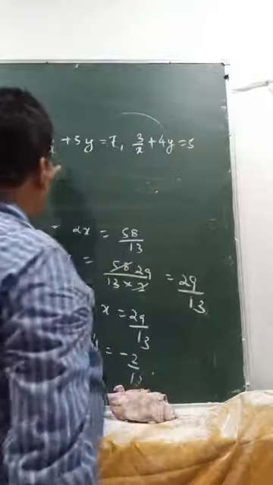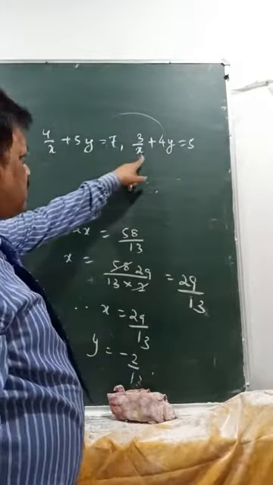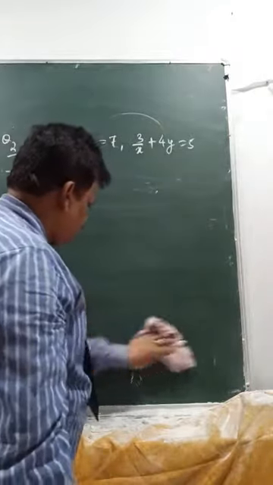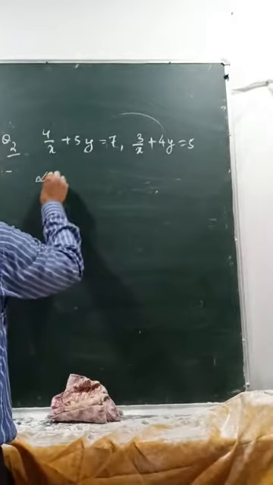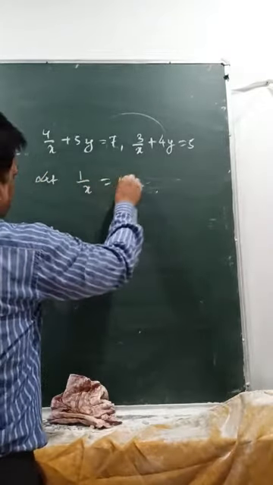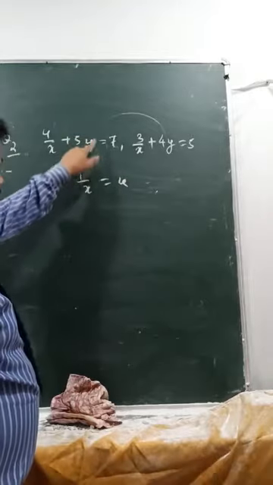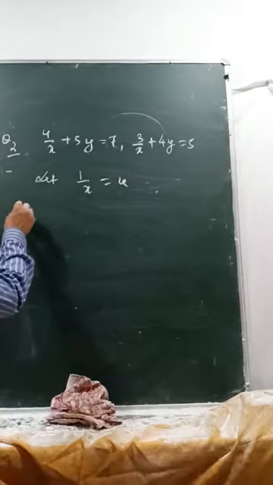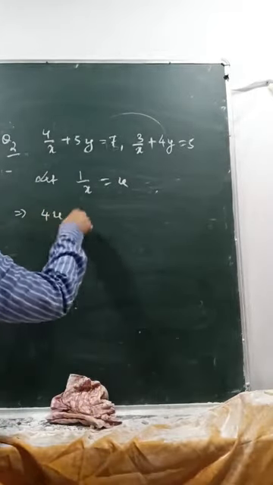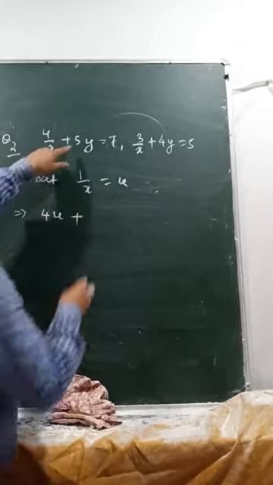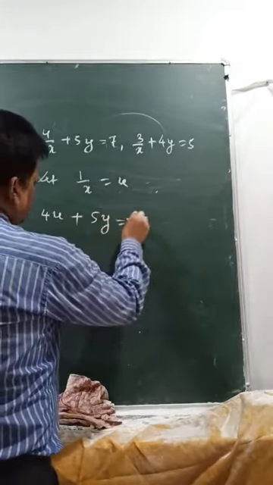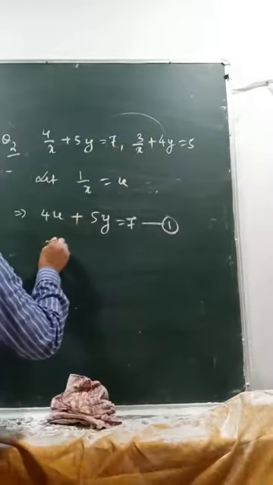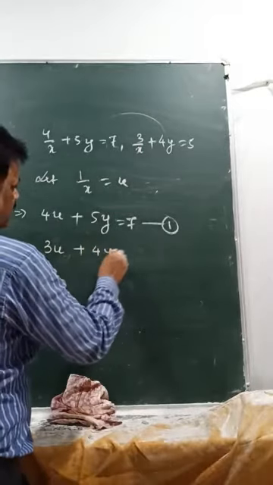When you find the variable in the denominator, we will take a substitution. What substitution will I take here? Suppose I take 1 by x equals u. Y is in the numerator, so no substitution for it, but x is in the denominator. So I will get 4u plus 5y equals 7, equation number 1. Then 3u plus 4y equals 5, equation number 2.